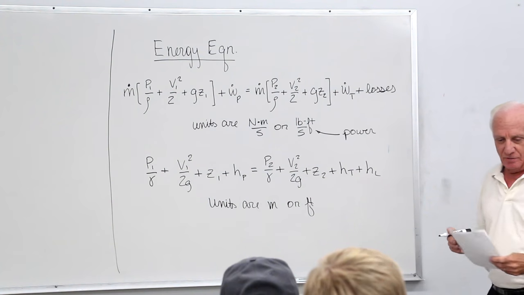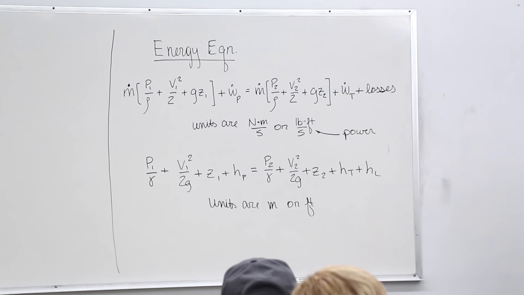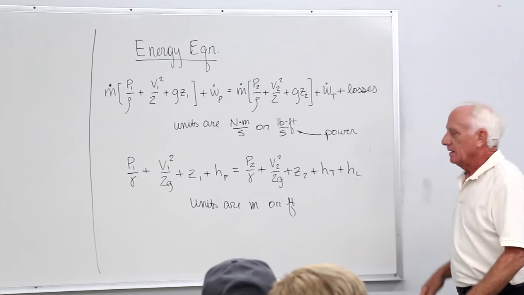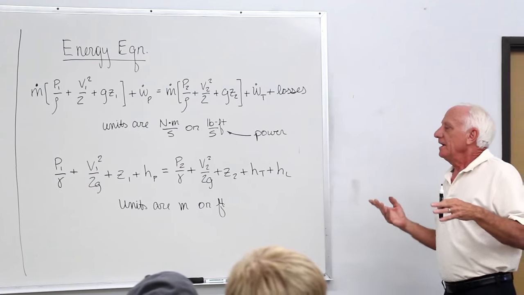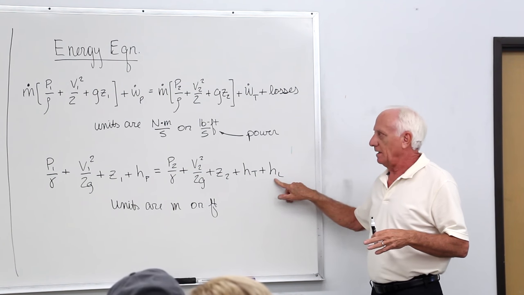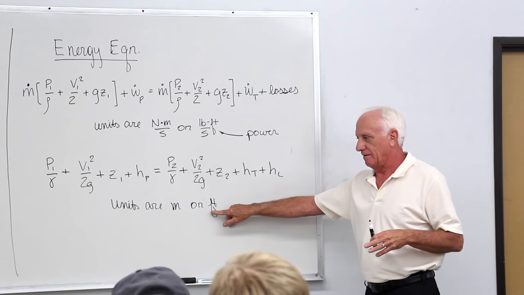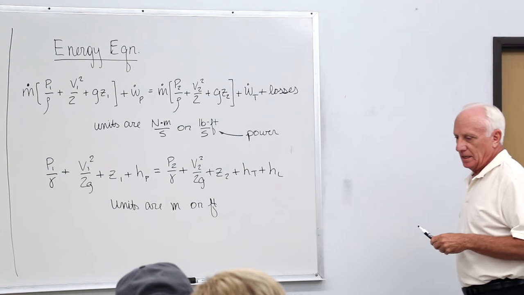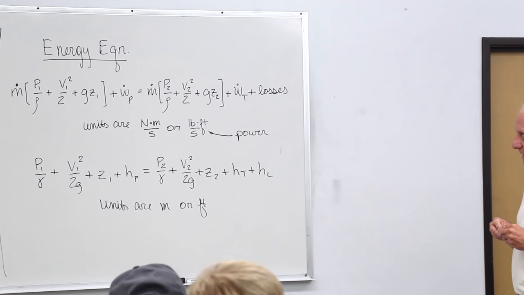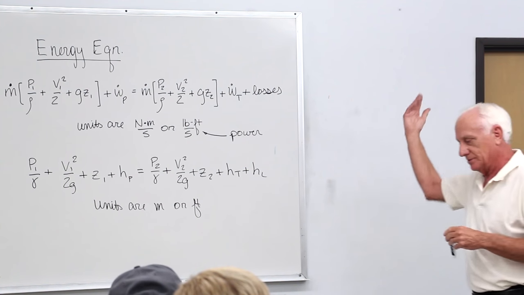So you pick out the equation that you need. If the problem gives you the power in horsepower of a pump or a turbine, I'd probably use this one. You'll see in homework, if the problem gives you the losses in terms of feet of head, I would use this one because the losses are in feet of head. So it depends how the problem is stated to you which equation you might want to use. But they're equivalent. They're the same thing.